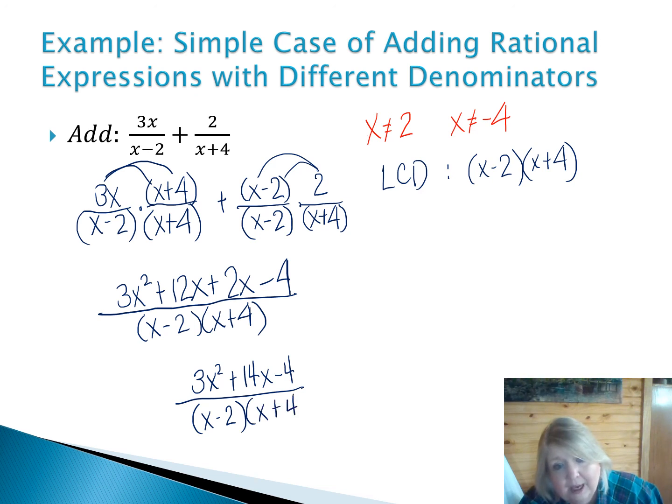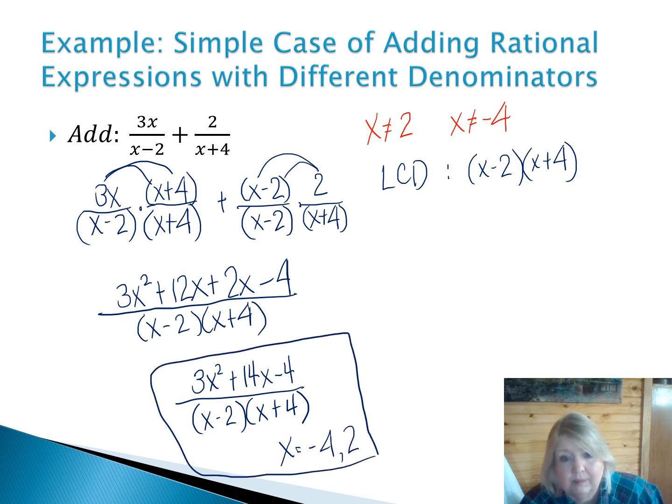Now at this point, I need to check and see if I can factor the numerator so that maybe, just maybe, something will cancel with what's in the denominator. But when I try, 3 times 4 is 12, different signs, so I need factors of 12 that give me a difference of 14. Not possible, therefore that numerator is not factorable. Therefore this is my answer, provided that x is not negative 4 or 2. All right, good luck.